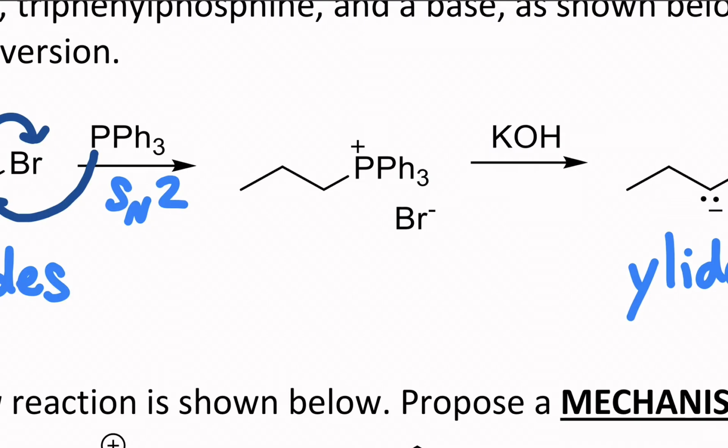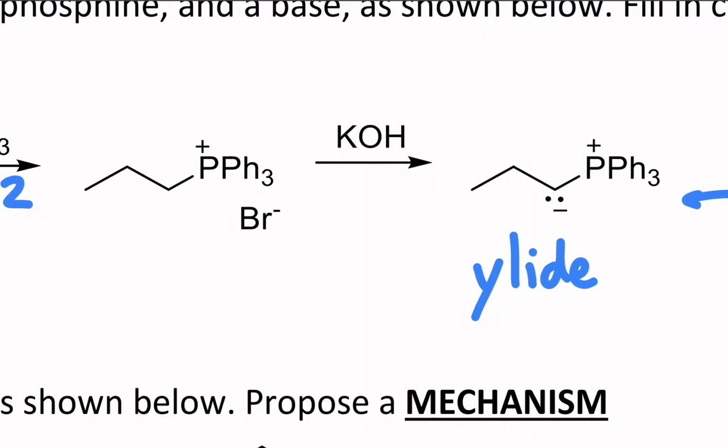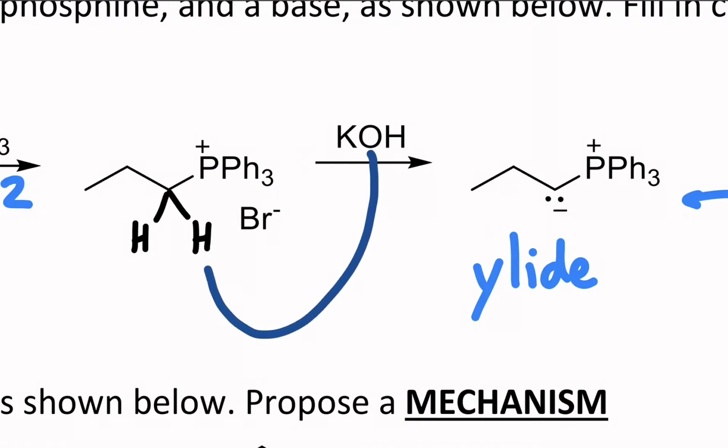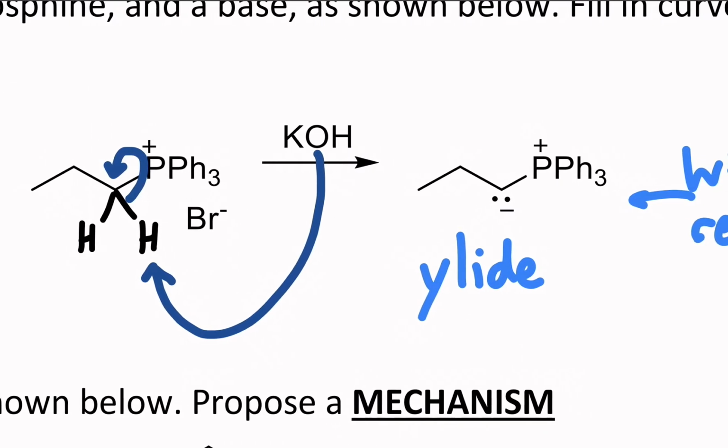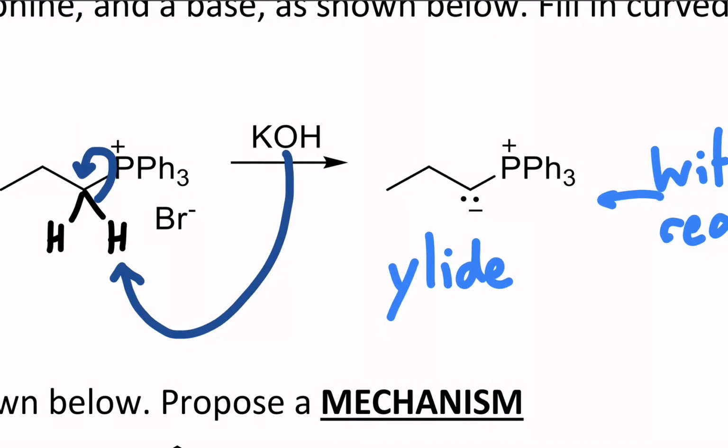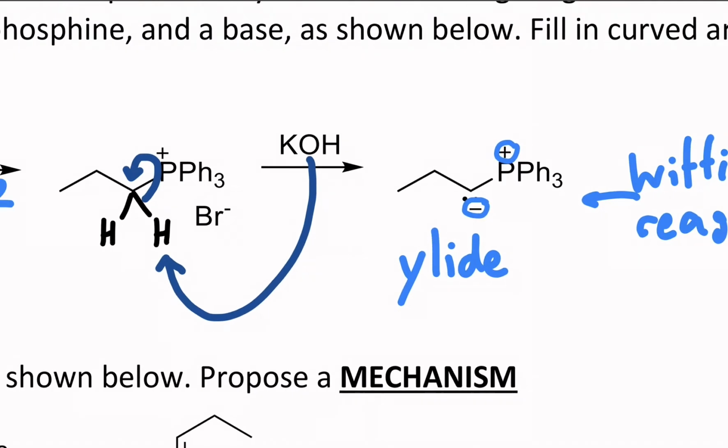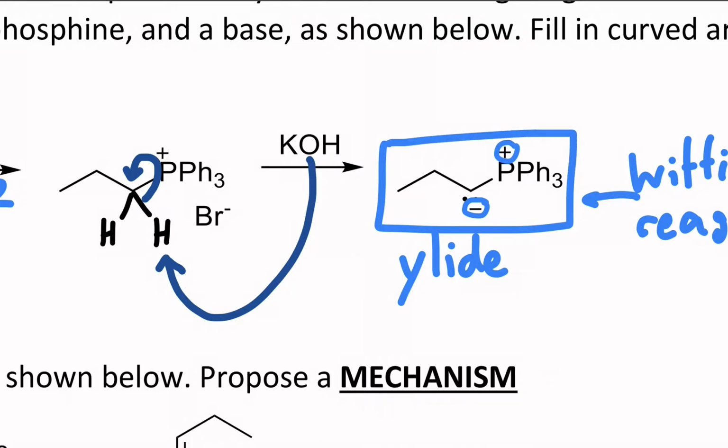Then to turn that salt into the ylide, we use the base. The base is taking away one of the two hydrogens that are on the carbon directly attached to the phosphorus. So draw an arrow from the base to one of those hydrogens. The CH bond breaks, and you simply have a pair of electrons and now a negative charge right on that carbon and a positive charge on the phosphorus, next to each other. That's our Wittig reagent. So how do they react?